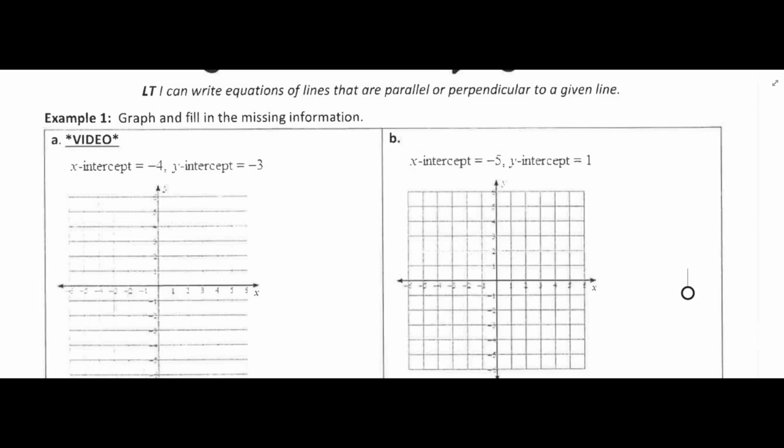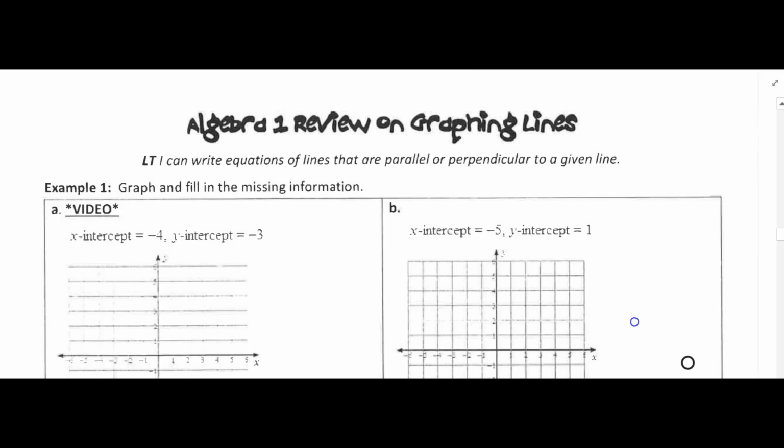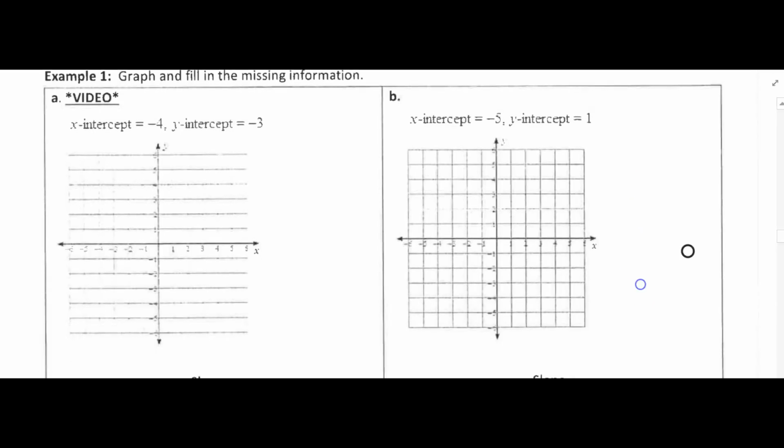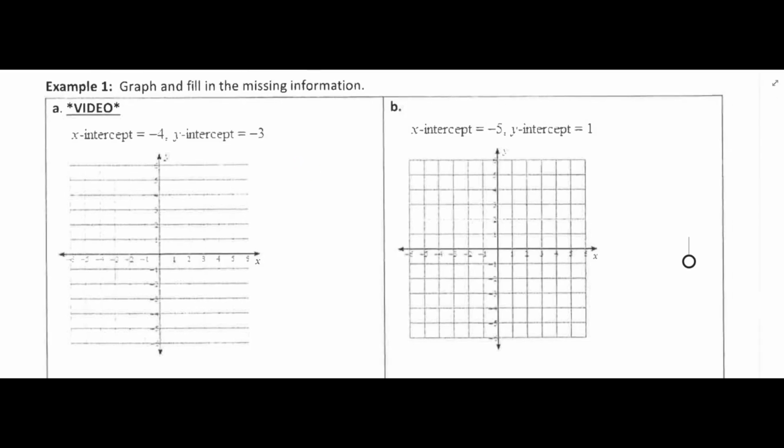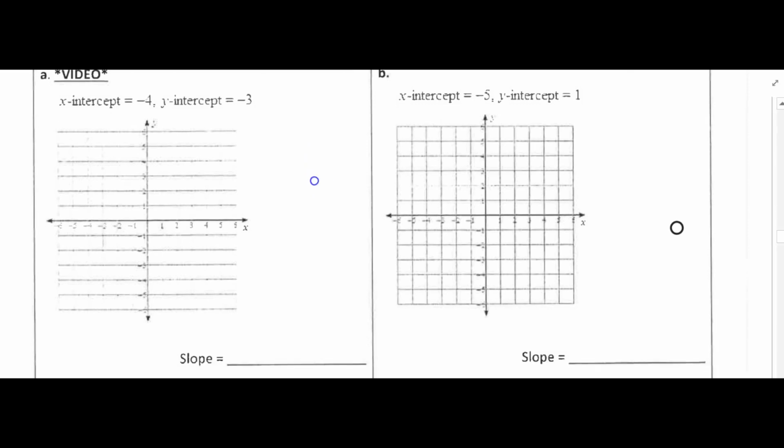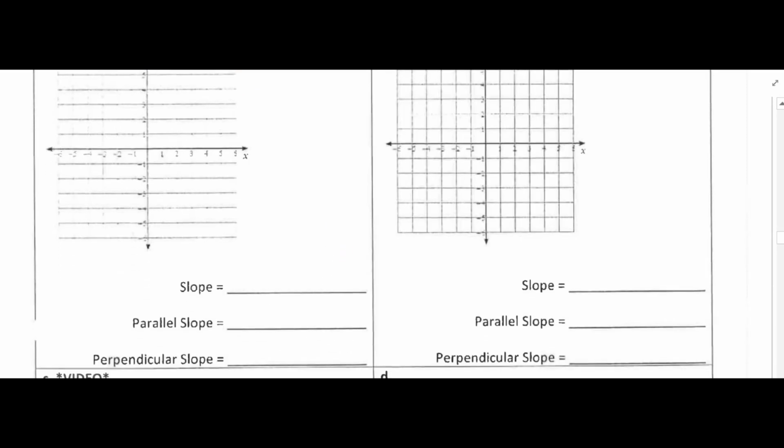In this video, we're continuing with our algebra review unit. We're going to look at a few examples on how to graph lines, just again for review. So let's take a look at example 1, part A. And we want to graph and fill in the missing information. So we want to graph the line that has an x-intercept of -4 and a y-intercept of -3. And then we're going to want to find the slope, the parallel slope, and the perpendicular slope.